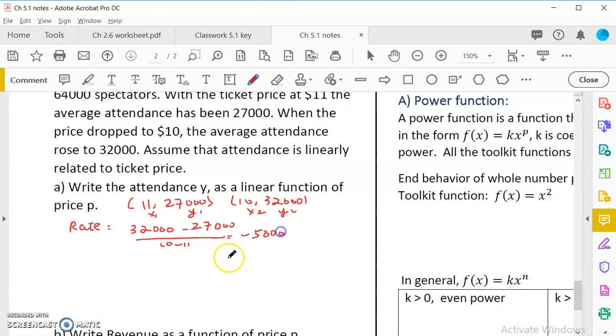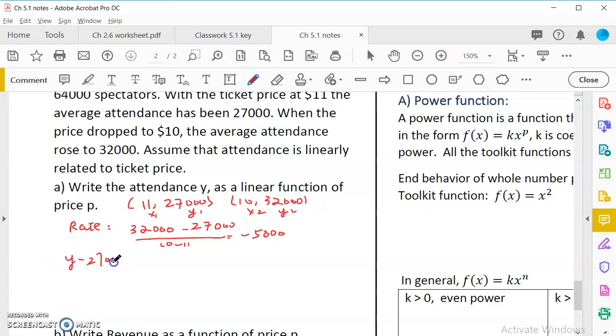So you drop $1, you increase attendance by 5,000. That means if you decrease the price, attendance would increase. If you increase $1, it would decrease by 5,000. So what's the linear function then? We'll just do the point-slope form.